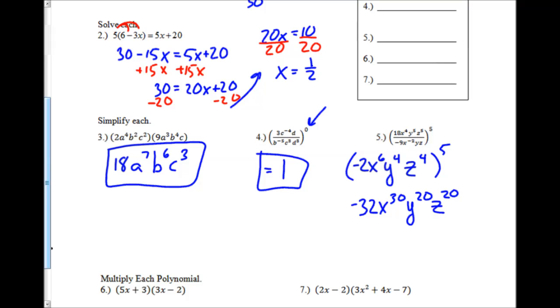So again, when I multiply, I add the exponents. When I divide, I subtract the exponents. When I raise it to a power, I multiply the exponents.